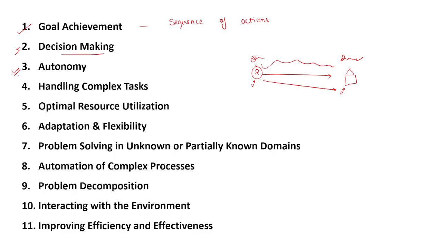Next we have autonomy. A planning system gives the AI the ability to act autonomously in dynamic or any kind of uncertain environments. The AI does not rely on explicit human interventions or pre-programmed instructions to solve problems, but it can instead create plans and adapt to changing circumstances on its own. That is called autonomy.